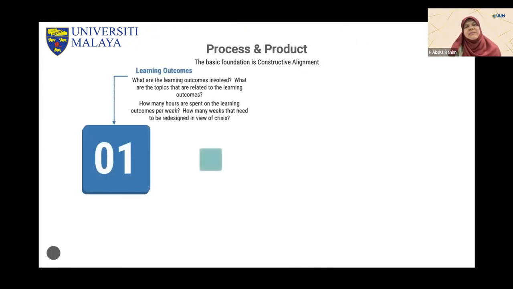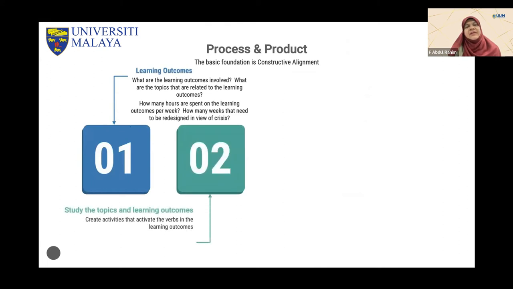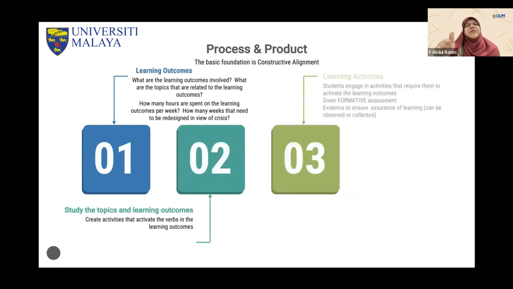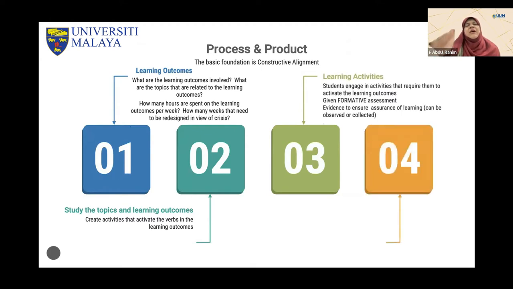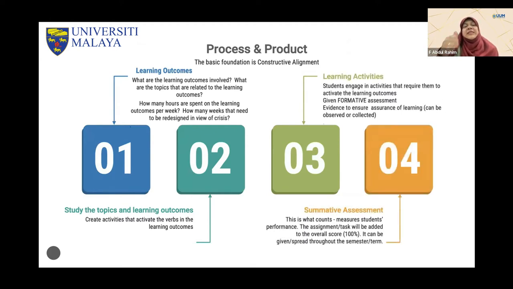So the basic elements of constructive alignment: what are the learning outcomes involved, what are the topics related to the learning outcome, how many hours are spent on the learning outcomes per week, and how many weeks are needed in order to redesign if there is a crisis. It doesn't matter what crisis you have in the future, not just COVID-19; all you need to do is look at your learning outcome, look at the number of hours you have spent for that learning outcome, and see what topics are connected to those learning outcomes.